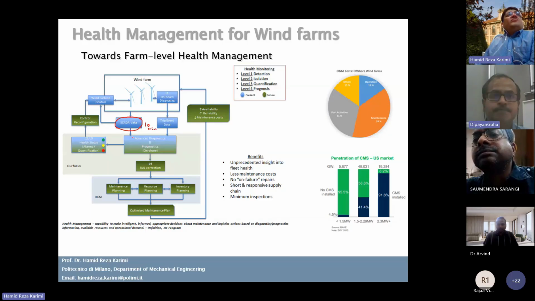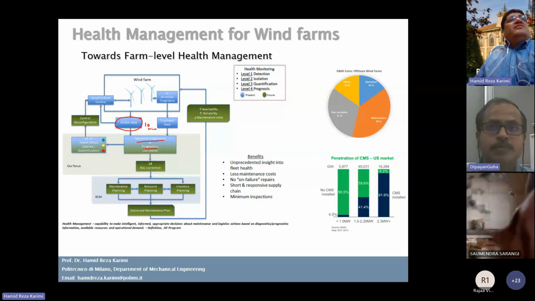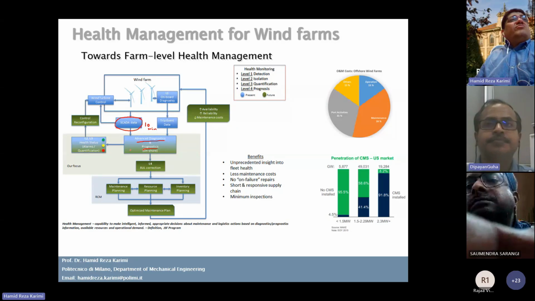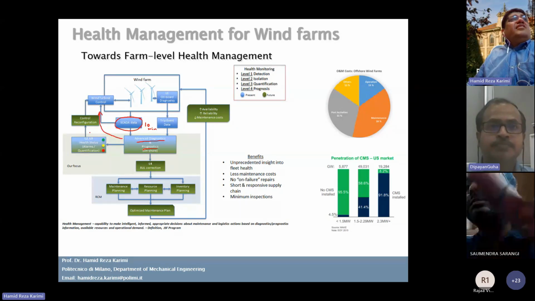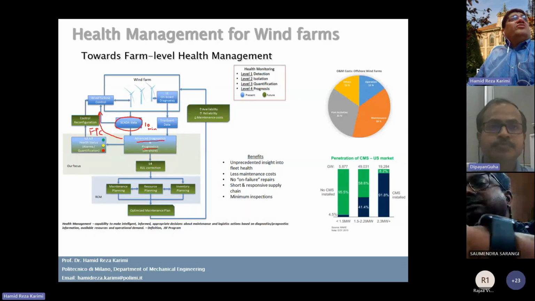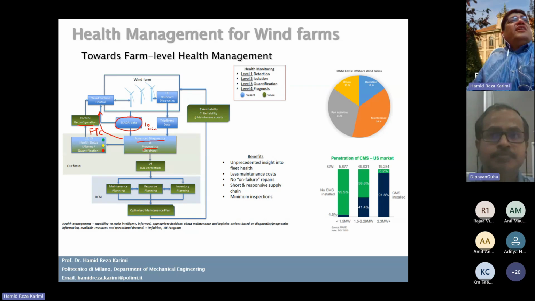Then we develop some advanced diagnostic and prognostic tools. This is transmitted to the shore, and here we also did some sort of FTC. This FTC is basically fault tolerant control, so we can also apply it to the control configuration. At the same time, we also use it for the RCM.